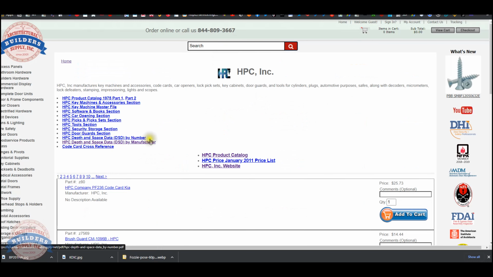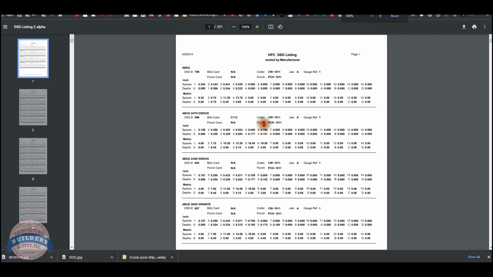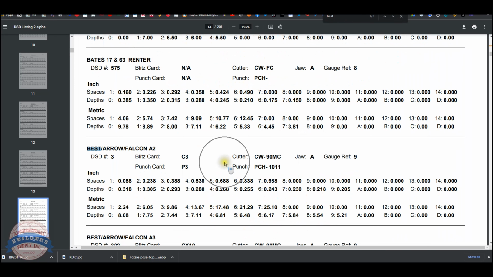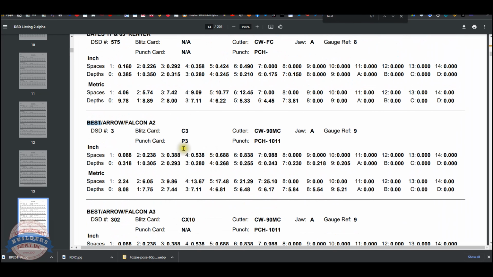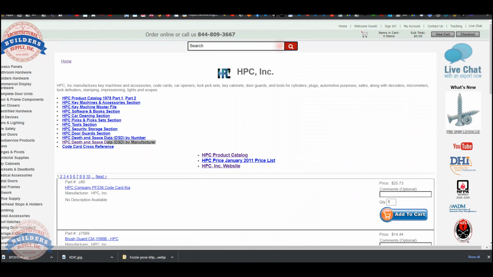And on this page, we're going to have the depth and spacing data by manufacturer and by number. We'll just do by manufacturer. So we're going to search for Best. Best Aero Falcon A2. Spacing. 0.238 minus 0.088 is 0.150. That's your spacing. Now your depths. Let's take a look what we have here.